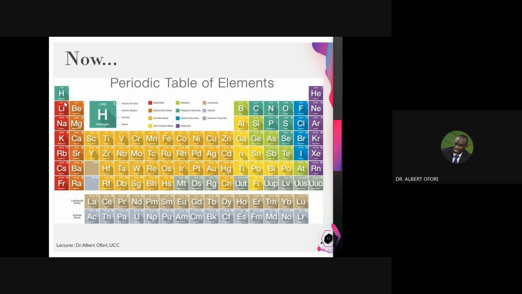So we'll take, say, group 1. This is group 1. This is group 2. Then we'll come to group 3, 4, 5, 6, 7, 8. We look at the general properties of the group, then we take the elements one by one.